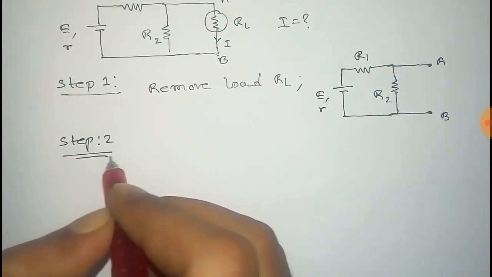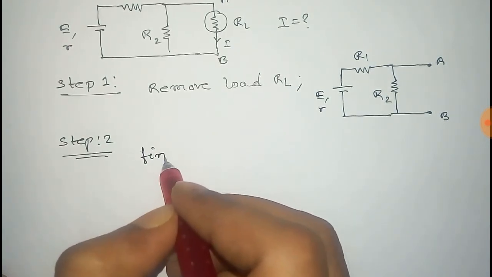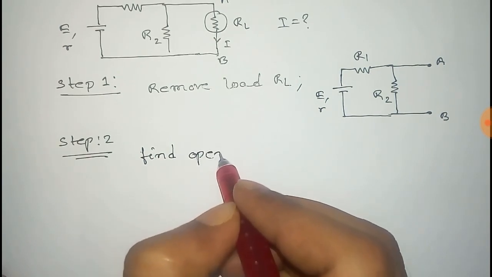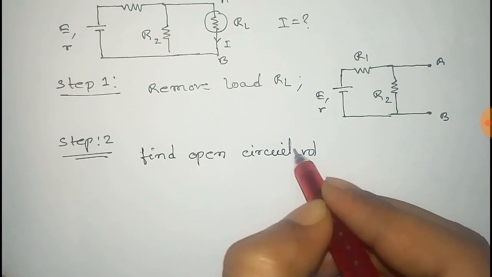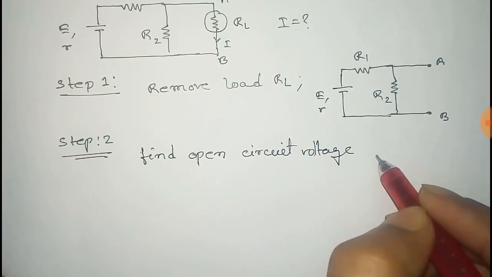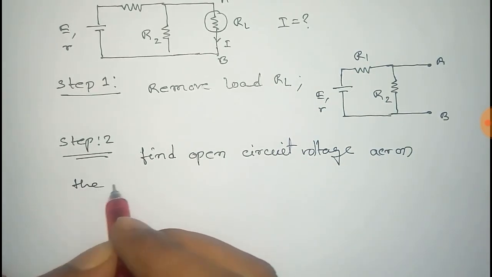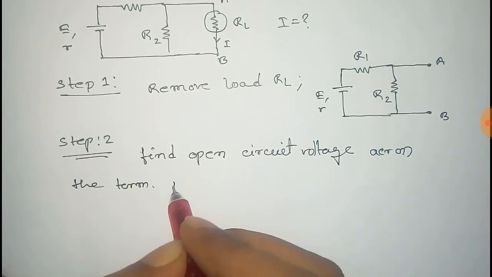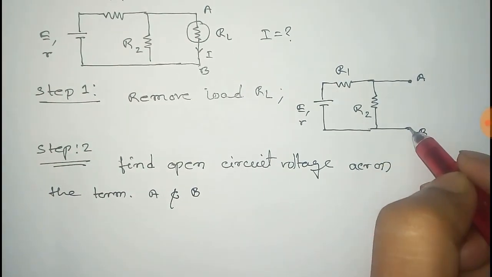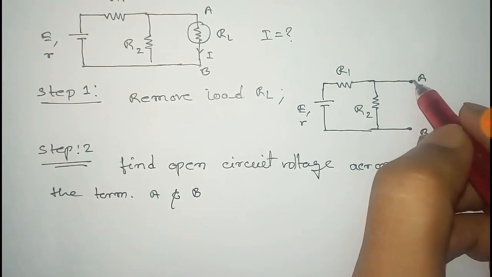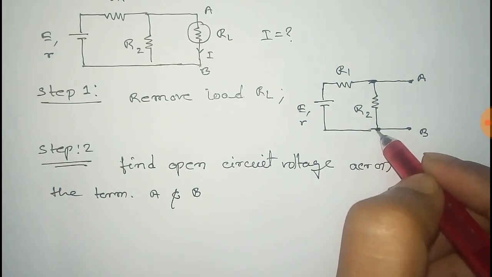Now we have to go to step 2, and in this step we have to find the open circuit voltage across the terminals A and B. So find the voltage. The voltage across A and B is equal to the voltage across this R2 resistance.